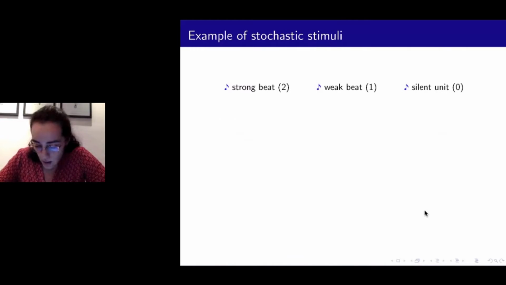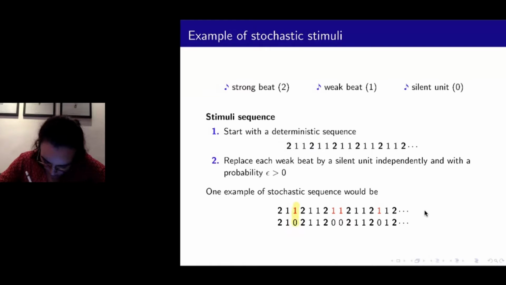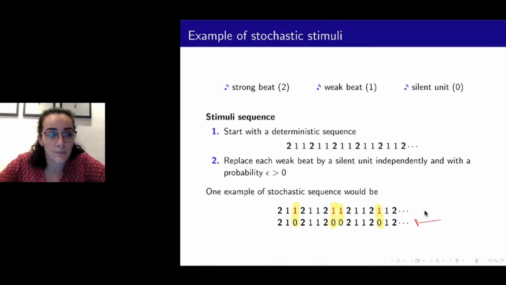So we have strong beats, weak beats, and silent units, and these are our units of stimuli. If you want to generate some stochastic sample from this, one way of doing it is starting from the deterministic sequence 2, 1, 1, 2, 1, 1, 2, 1, 1. You can erase each 1 by a 0, and then we will have something like that. So, for instance, in the deterministic case, the stimuli will be 2 ta ta 2 ta ta 2 ta ta. And when we erase some of the weak beats, we will have something like 2 ta 2 ta ta 2 2 ta ta 2 ta 2. So this will be basically the kind of stimuli that we expose to our volunteers, and this is one way of generating this kind of stochastic stimuli.